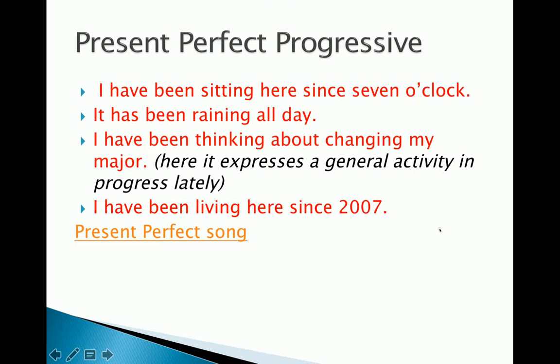Let's see some examples. "I have been sitting here since 7 o'clock." "It has been raining all day." "I have been thinking about changing my major." "I have been living here since 2007." Now, what is the difference between the present perfect progressive with ing and the present perfect? The meaning is pretty much the same. Here you use the present perfect progressive with ing to stress the duration of time.